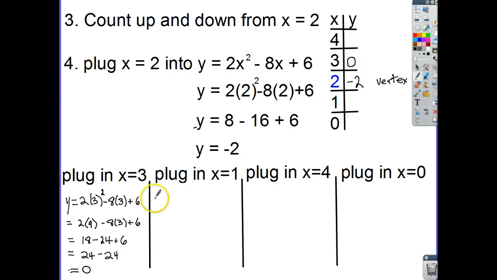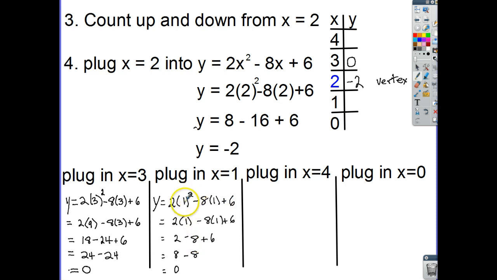All right? Now let's plug in 1 into our equation. So we get y is equal to 2 times 1 squared minus 8 times 1 plus 6. Okay, we squared the 1 and we got 1. 2 times 1 is 2. Negative 8 times 1 is negative 8. Bring down the plus 6. Add our positives. 2 and 6 is 8. 8 minus 8 is 0. We find out when we plug in 1, we get 0 as well.